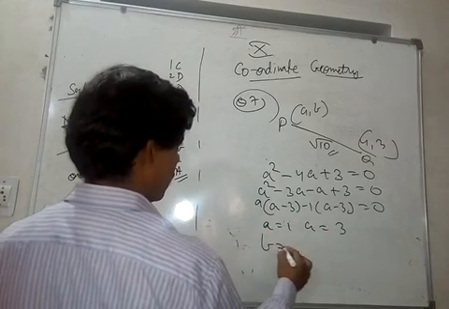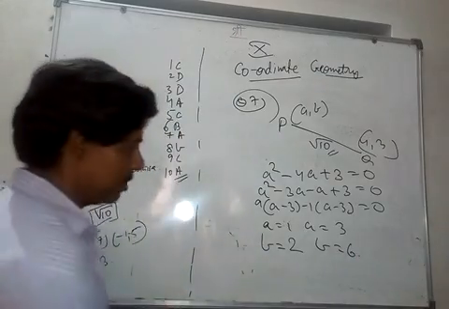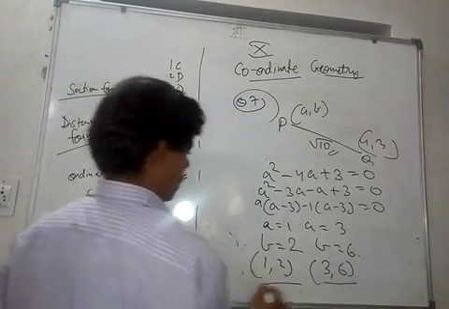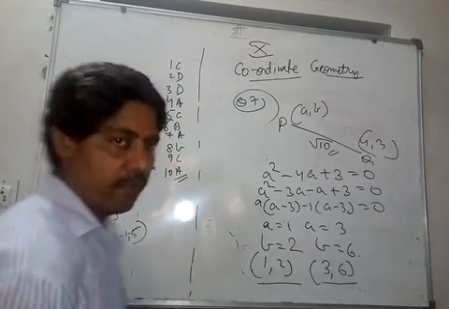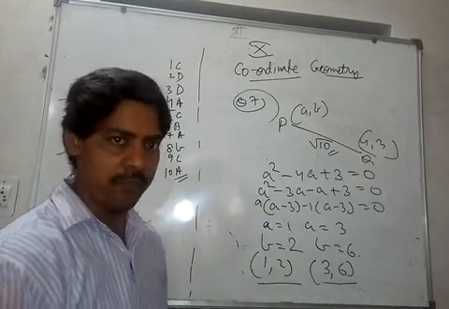So B is double of this. So B is equal to 2 and B is equal to 6. So there are two such points, (1, 2) and (3, 6). This was question number 7 of your test. I hope you will understand it now if you have not done yesterday.